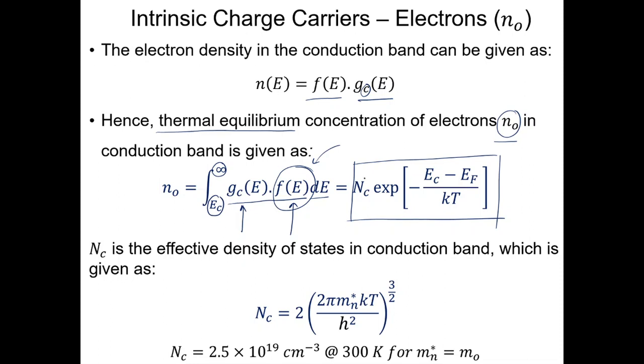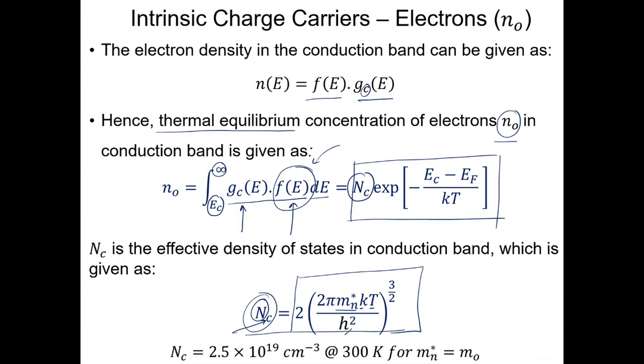So here NC is nothing but a constant. You get NC because if you feed all the values for GC and FE and all, you collate all the constants together, what you get is this. So this function is denoted as NC. NC is the effective density of state in the conduction band. Here C signifies the conduction band, and capital N signifies the effective density of state. As you notice here, all the parameters, whether it's the effective mass of electron in the conduction band, Boltzmann constant, temperature, Planck constant, they all are constant.